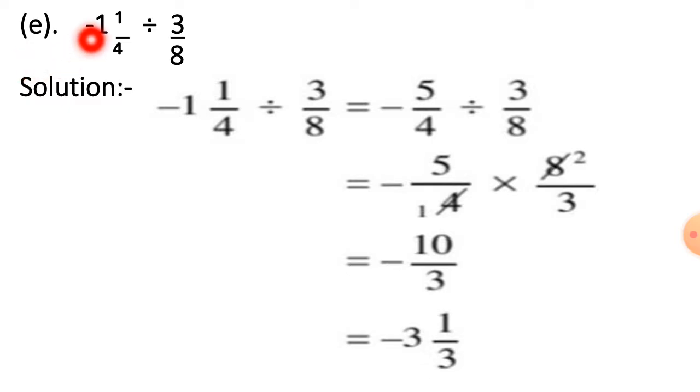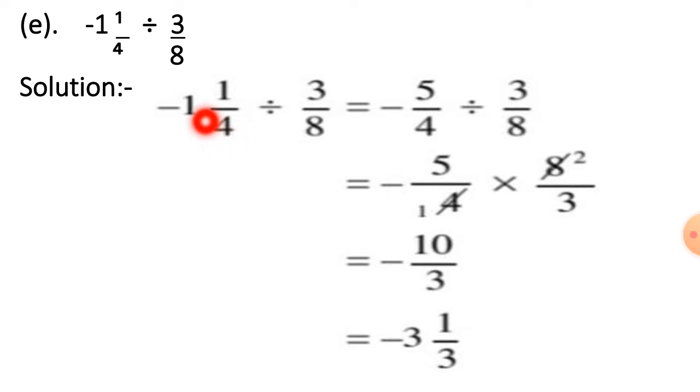Part E is minus 1 and 1 over 4 divided by 3 over 8. So minus 1 and 1 over 4 is going to be divided. First of all, we are going to change this mixed fraction into an improper fraction. Then we are going to change the division sign into multiplication. 4 is going to be multiplied with the 1. 4 ones are 4.